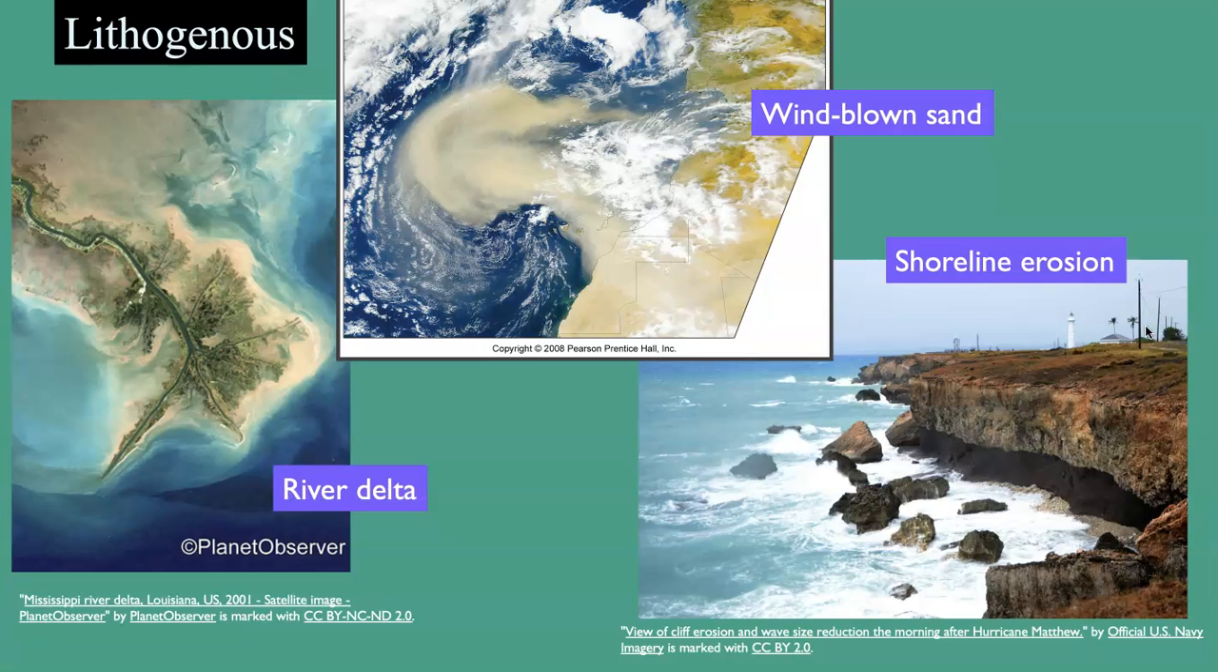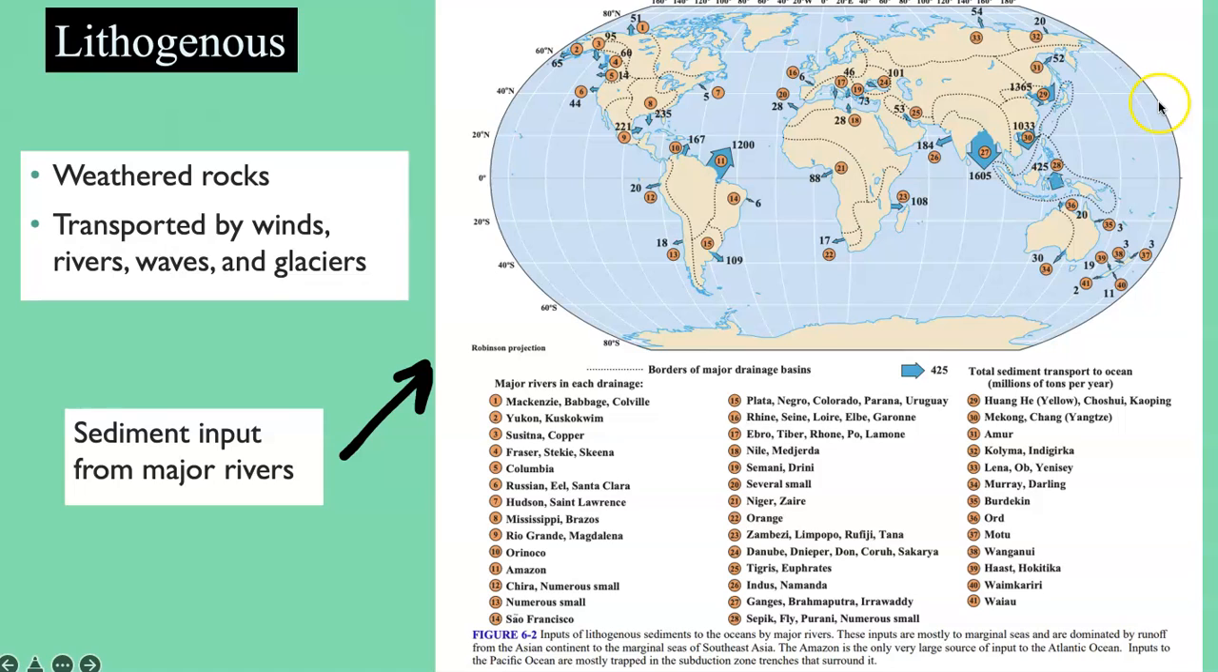The lithogenous sediment comes from things like windblown sand. Here's the Sahara Desert in Africa, and there's a big dust storm blowing material out into the Atlantic Ocean. The deltas of rivers, when rivers reach large bodies of water, all the sediment they're carrying just kind of falls out, and that's called a delta.